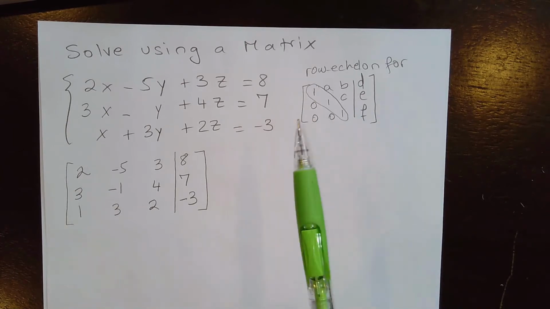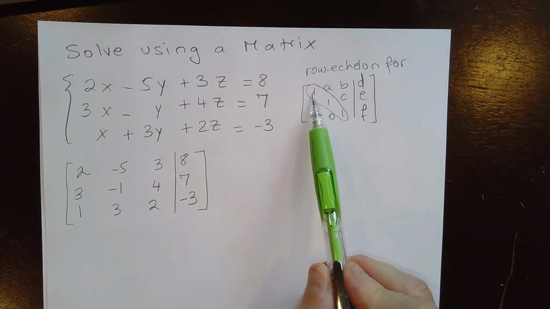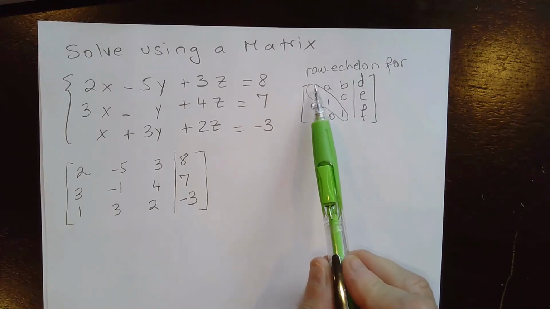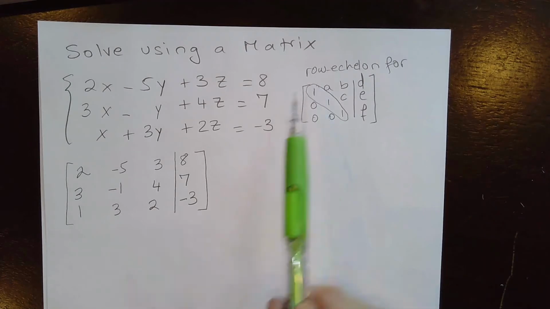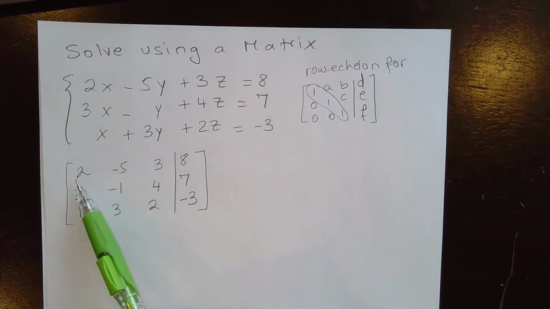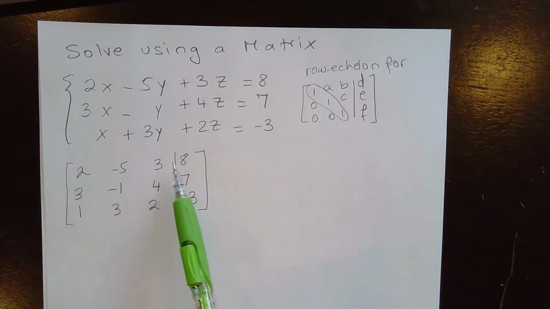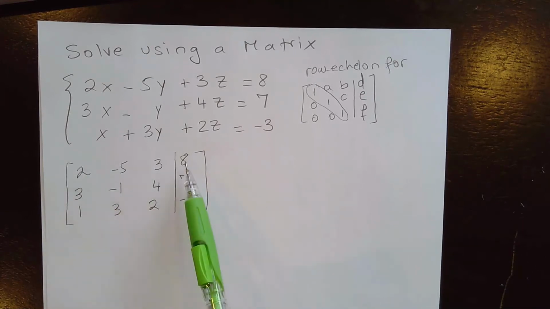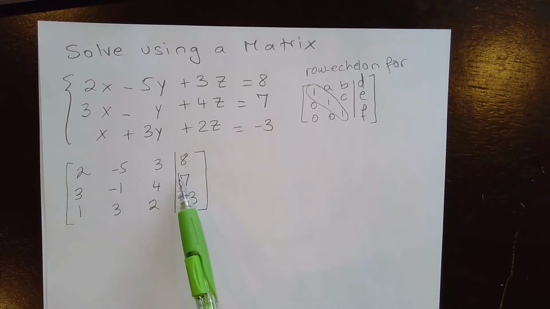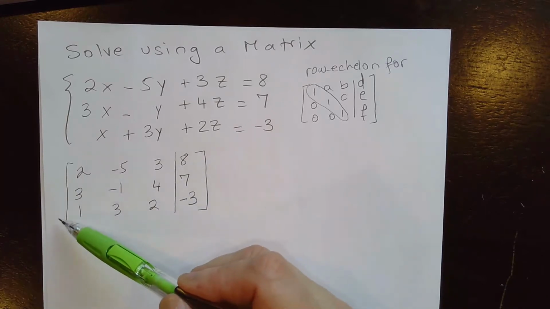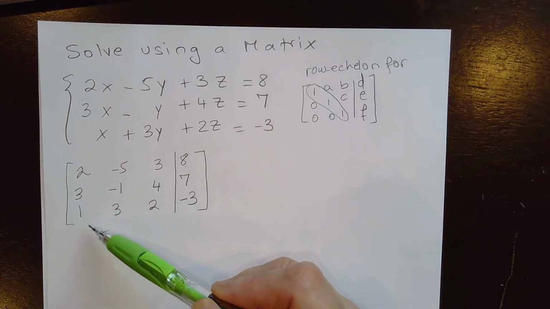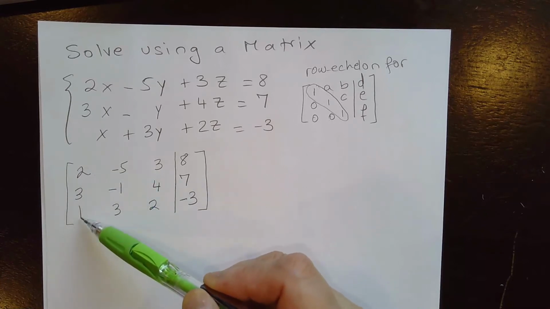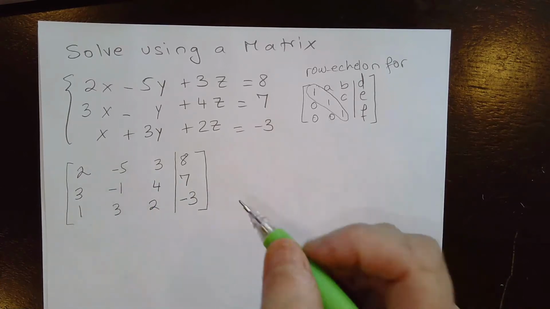Okay, so first thing we need to do is make the first entry here, in the first row and first column, 1. Now we can, if we want, divide the first row by 2, or multiply by 1/2. We can do that, but it would be better if we can interchange row 1 and row 3, because this one already has a 1. So let's do that.